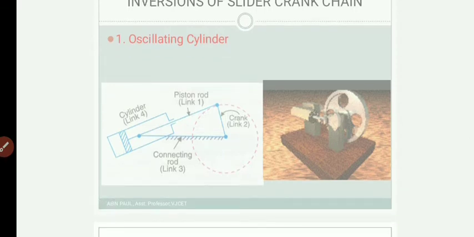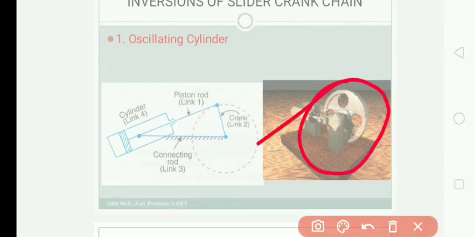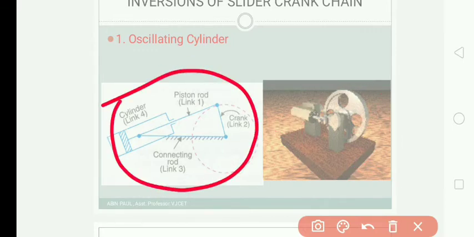This is the diagram of the oscillating cylinder. The cylinder will oscillate. There will be a crank, a connecting rod, a piston, and a cylinder. The cylinder will oscillate. So how will you obtain that mechanism? Let us see. Here is the two-dimensional diagram of that oscillating cylinder mechanism.